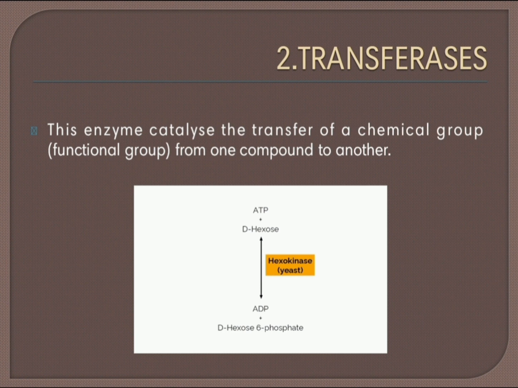Let's see about the enzyme transferases. This enzyme catalyzes the transfer of a chemical group, that is the functional group, from one compound to another. In this reaction, the phosphate from ATP is transferred to hexose to form ADP and hexose 6-phosphate. Here the phosphate group is transferred from ATP to hexose. This reaction is catalyzed by the enzyme hexokinase.